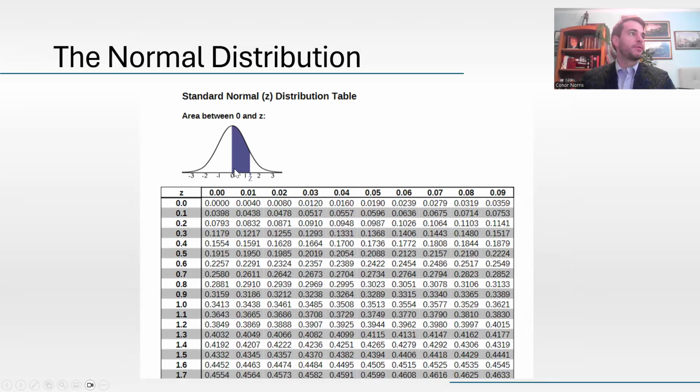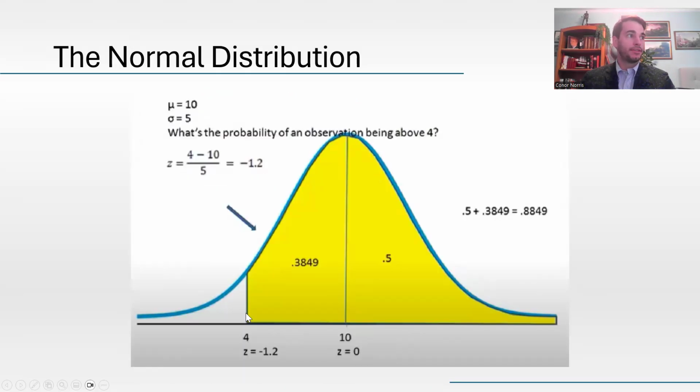So that tells us basically between 0 and the 1.2, or in this case, it would be on the negative side. We know that the other side is 0.5. So here we have 0.3849, what we just pulled from the z-table, and then 0.5 on this side. So adding them together, we get 0.8849, or basically an 88.5% chance that a value selected at random is going to fall between 4 and then infinity on the right.